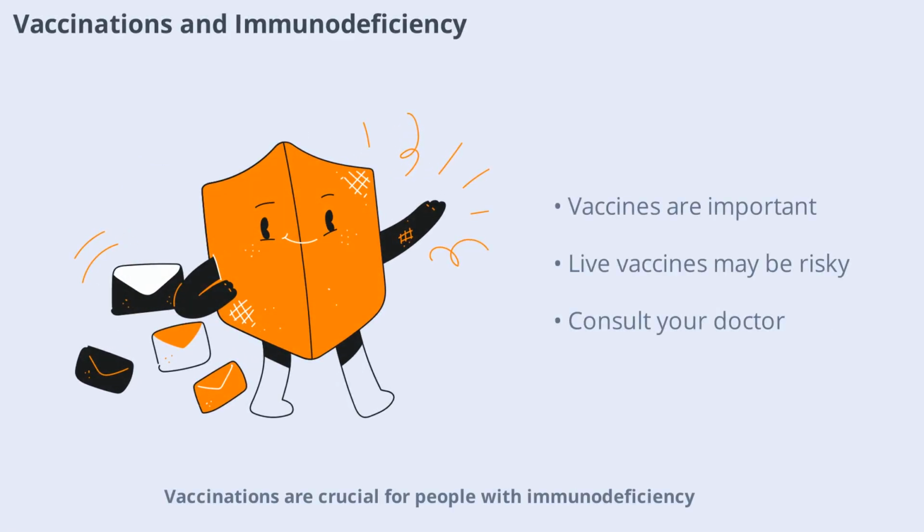Vaccinations are crucial for people with immunodeficiency, but not all vaccines are safe for everyone. Live vaccines may be risky for those with severe forms, so doctors carefully select which vaccines to use. Inactivated vaccines are generally safer and still provide important protection. Consulting with healthcare providers ensures the best vaccination plan for each individual.